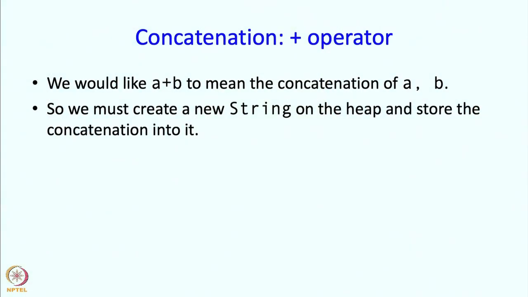Now there is an interesting operator, concatenation, for which we are going to overload our plus. We would like A plus B to mean the concatenation of A and B. So we must create a new string first of all on the heap and store the concatenation into it. So how does that work? Well, we are going to return a string this time. So the result is going to be a string and our operator plus is going to be overloaded.